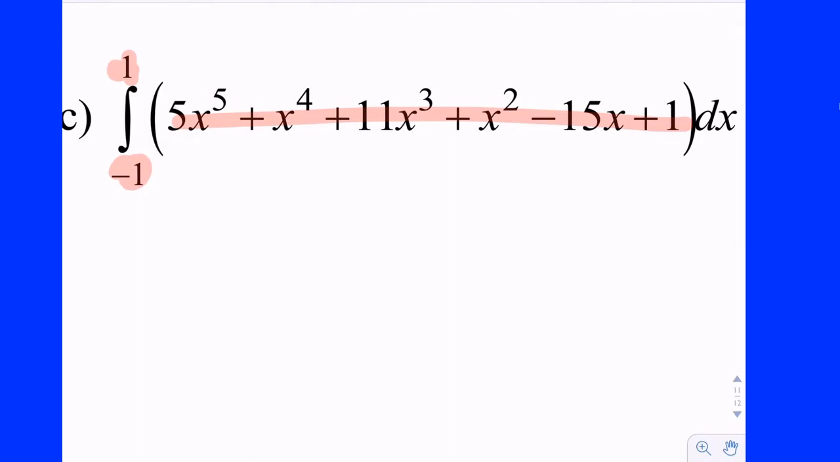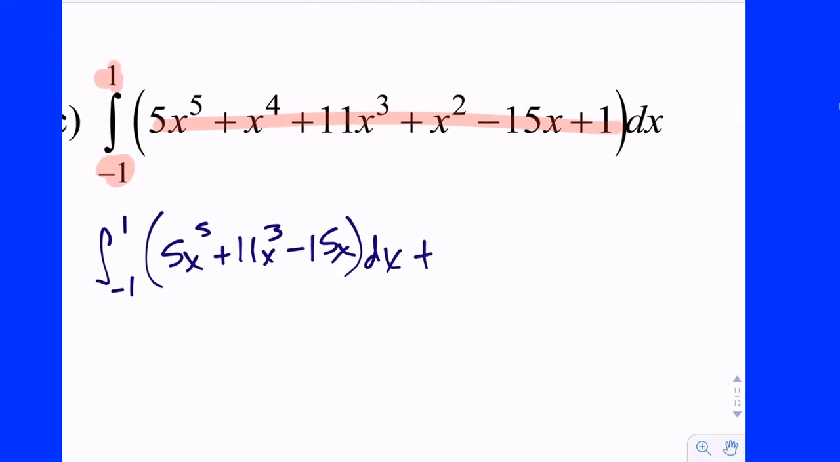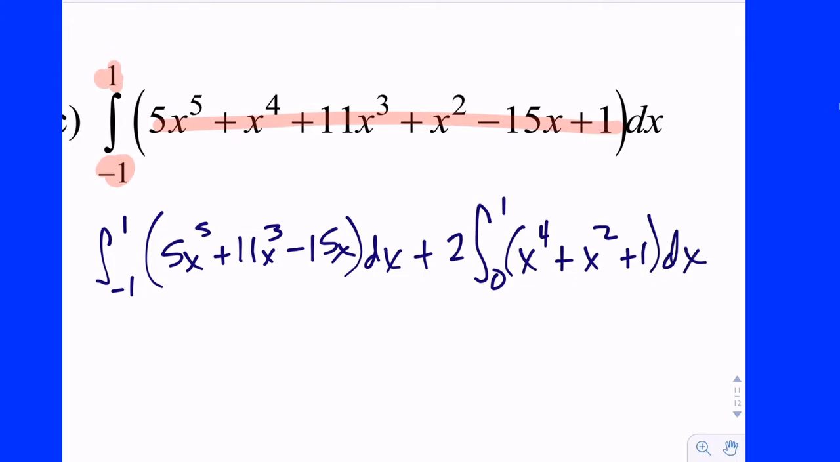No, we don't. Because we can split up terms, giving them their own integral, we can actually collect all of the odd terms together, like 5x to the 5th plus 11x cubed minus 15x. Those are all the terms that are odd. Give them their own integral and their own dx. And then plus, notice since the other ones are even, we have the option of going twice from 0 to 1 of the other terms, x to the 4th plus x squared plus 1. So because it was a symmetrical interval.